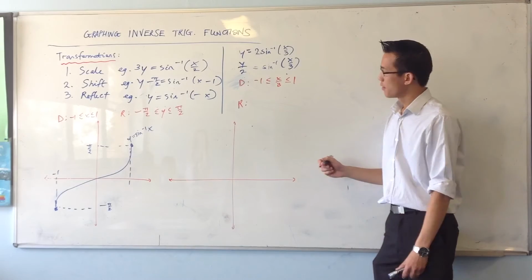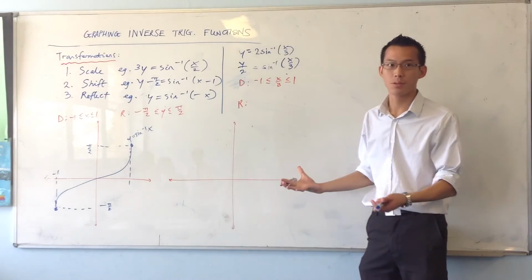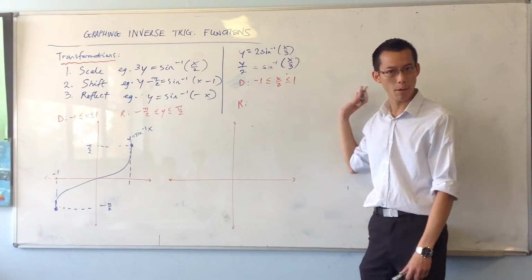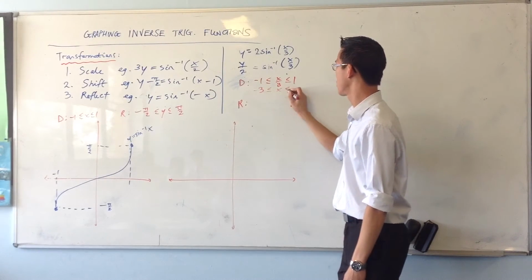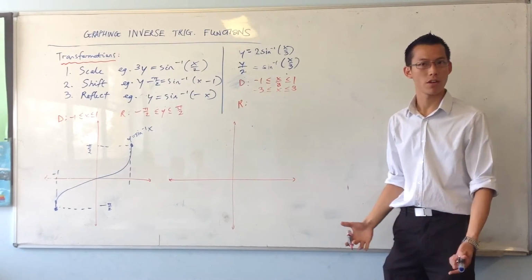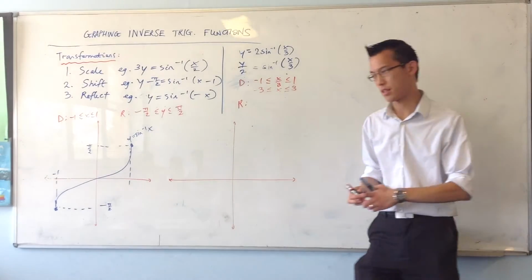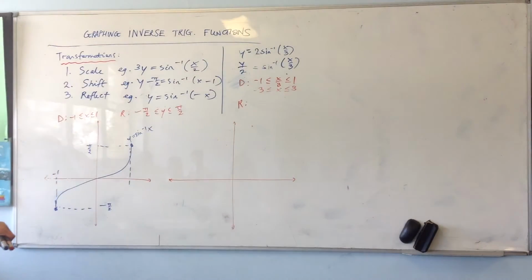Okay? So now if I want to work out the actual domain, which is for x, I multiply through by 3, so -3 to 3.